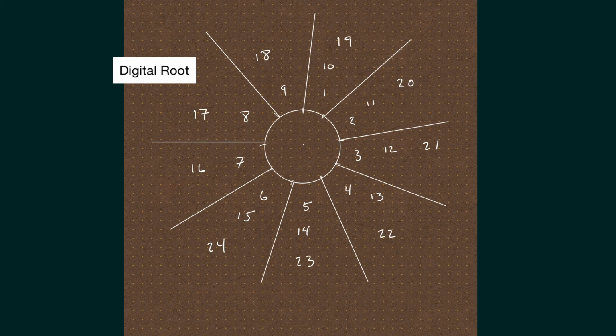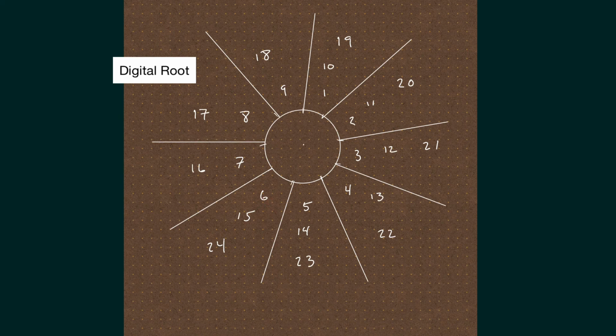This is the idea of digital root. So the digital root of this number 18 is 9. And you get this digital root by doing the digit sum, like we were just doing, 1 plus 8. 1 plus 8 equals 9. See over here, 1 plus 9 equals 10. 10, 1 plus 0, that brings you back to the 1. Over here, 24, 2 plus 4, that takes you back to the number 6.